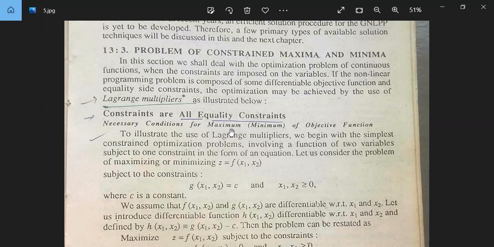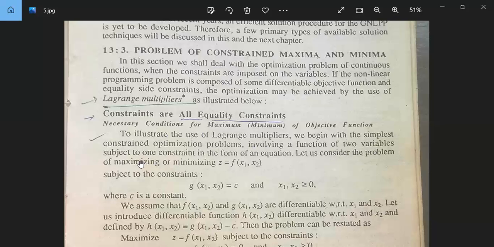नेसेसरी कंडीशंस फॉर मैक्सिमम और मिनिमम ऑफ ऑब्जेक्टिव फंक्शन। देखो, to illustrate the use of Lagrange multipliers, we begin with the simplest constraint optimization problem involving a function of two variables subject to one constraint in the form of an equation.